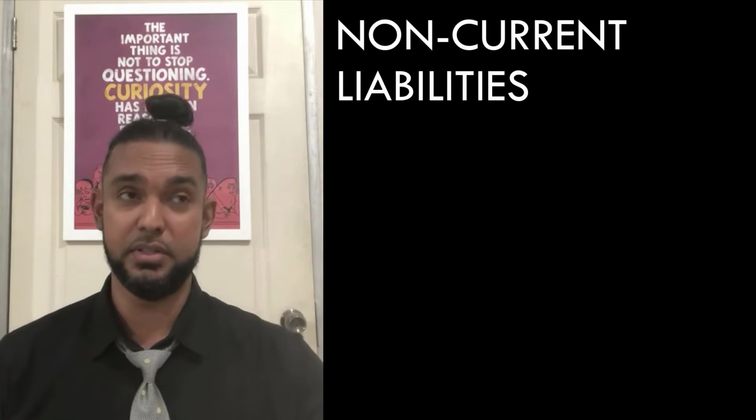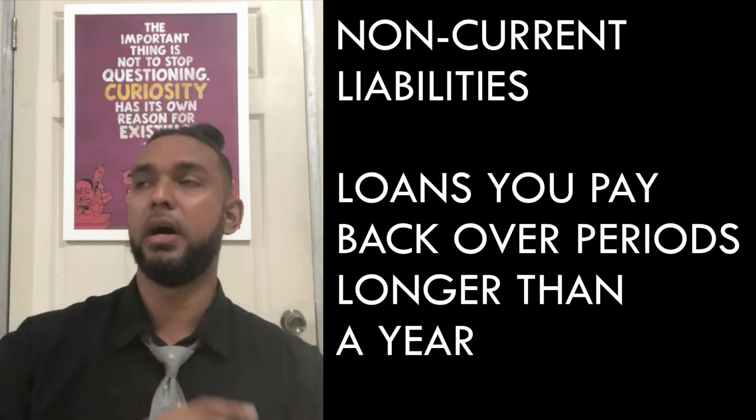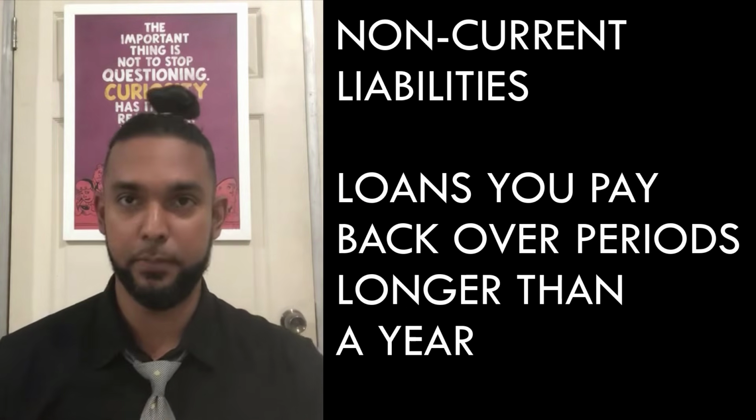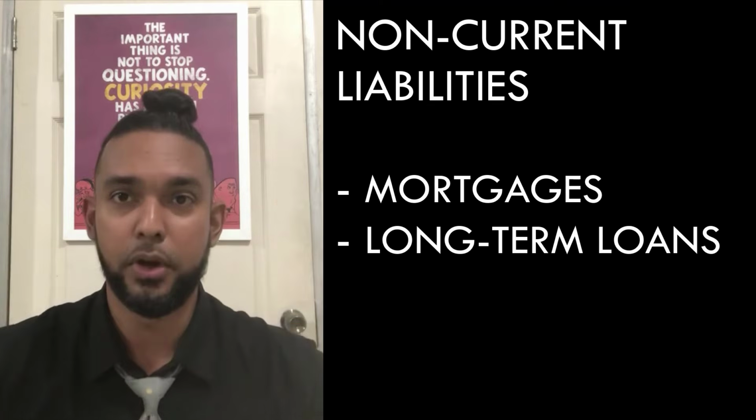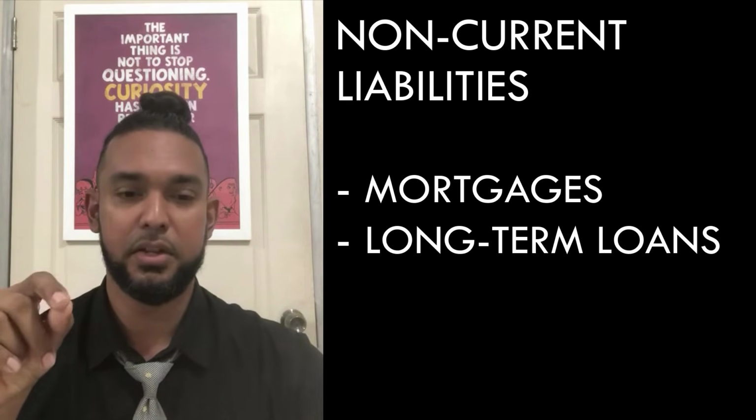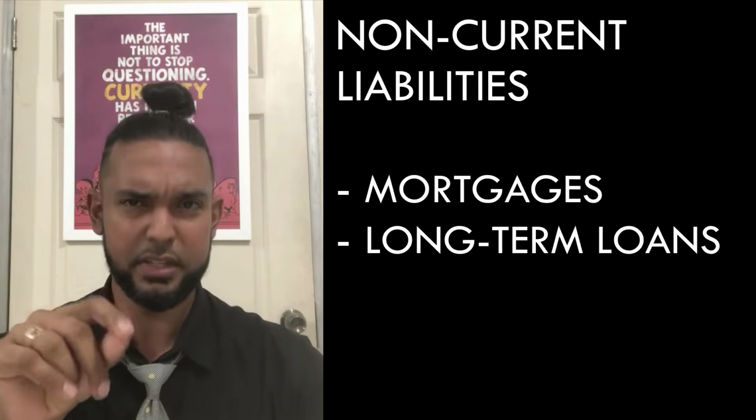Now, non-current liabilities, those are loans you pay back over periods longer than a year, right? So the popular ones are mortgages and simple long-term loans, right? Now, let's take a look at a balance sheet that has these elements in it and how we structure it.